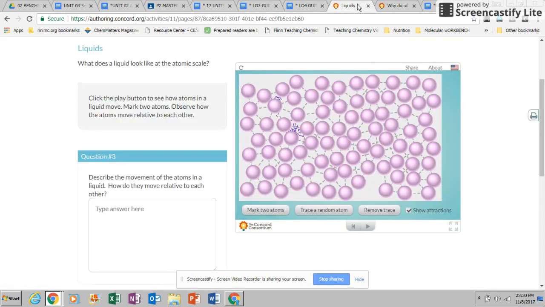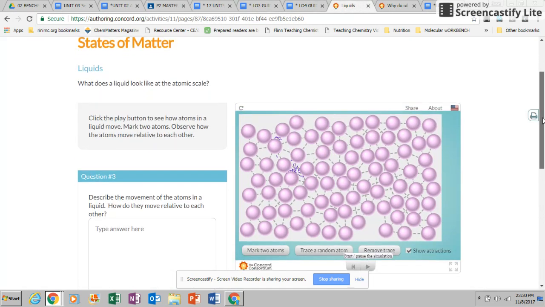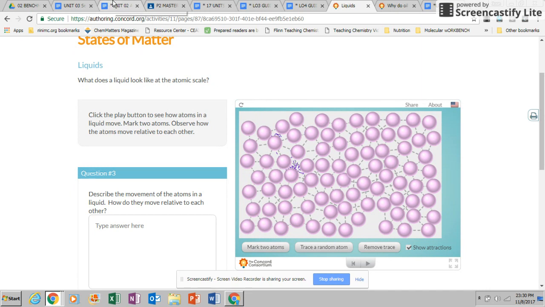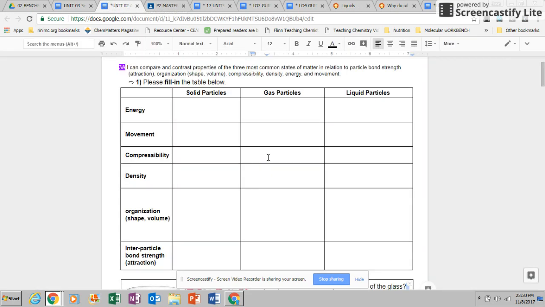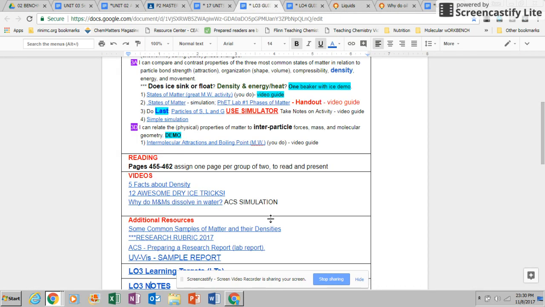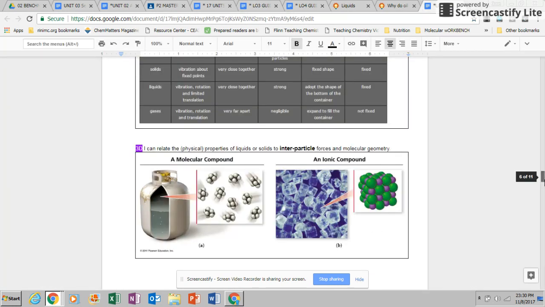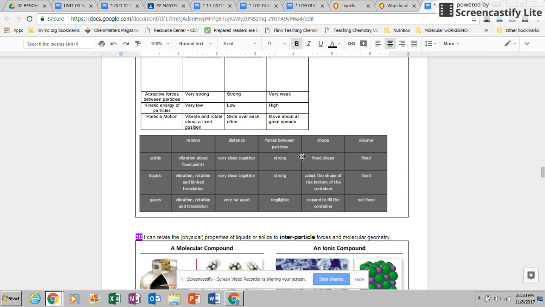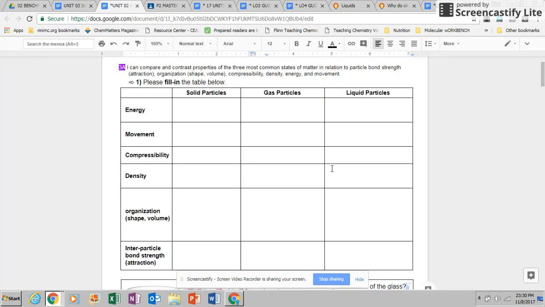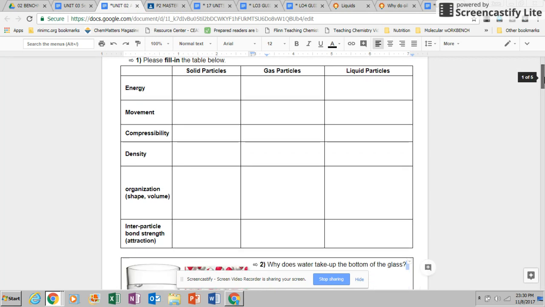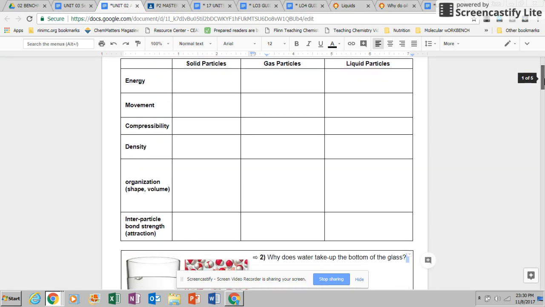You will see the simulator, which is a good simulator. And then you can play around with it, and you should be able to see the information that I'll be sharing with you here. Additionally, if you look at LO3 notes, you have more information that you can look at to help you, again, fill out this chart on your own. So gas particles, solid particles, and liquid particles.